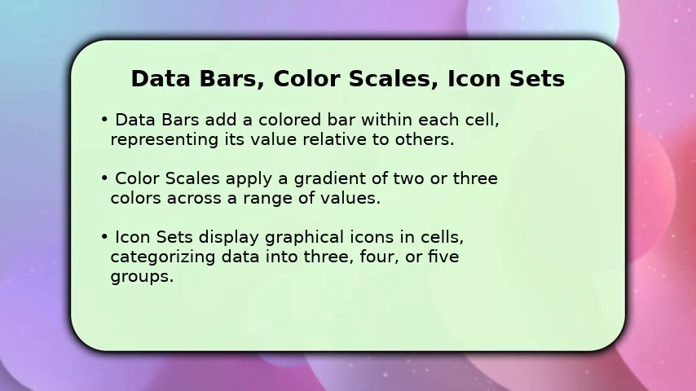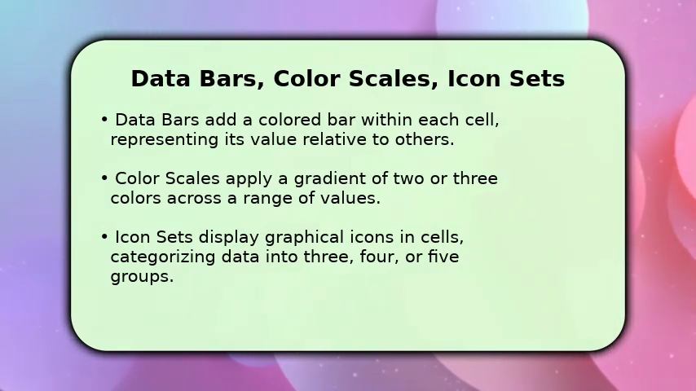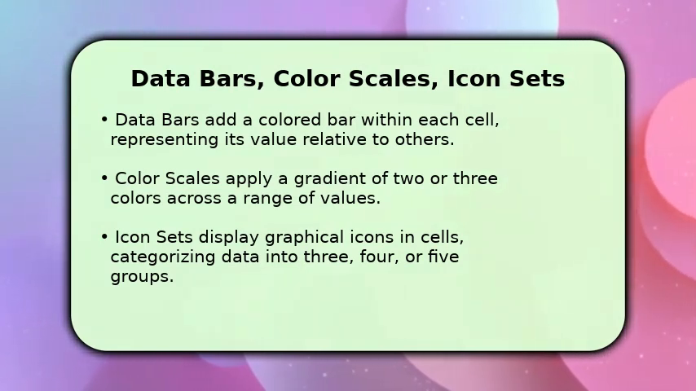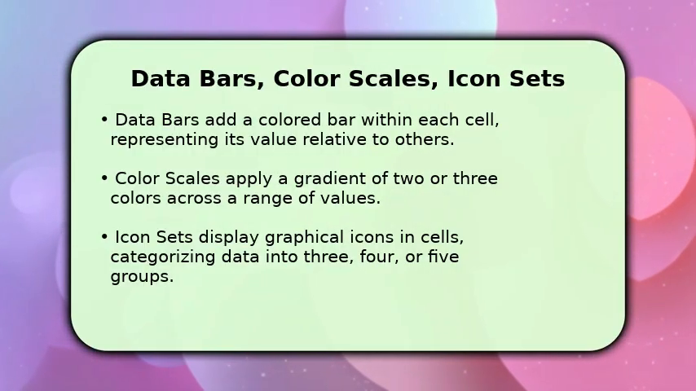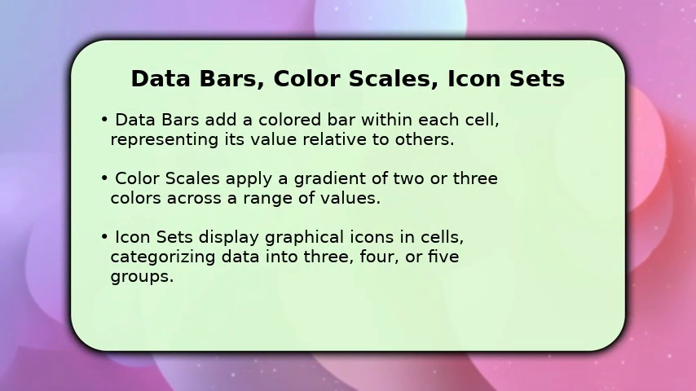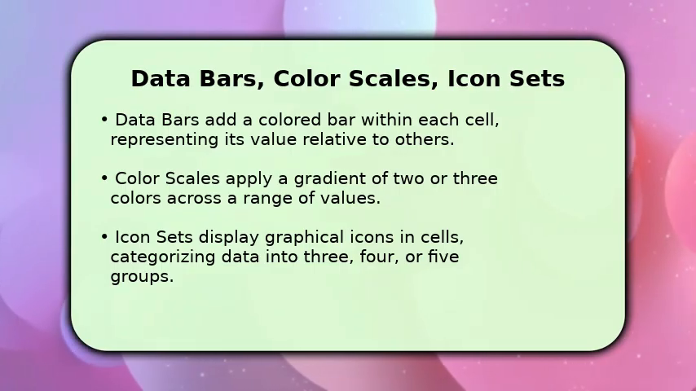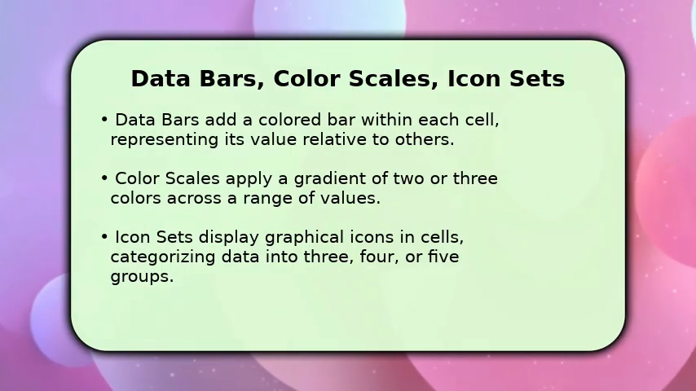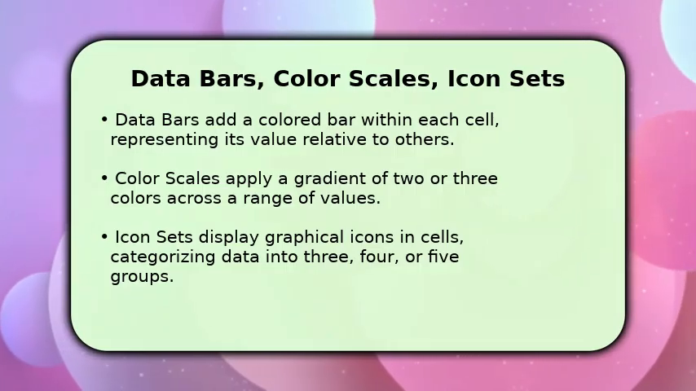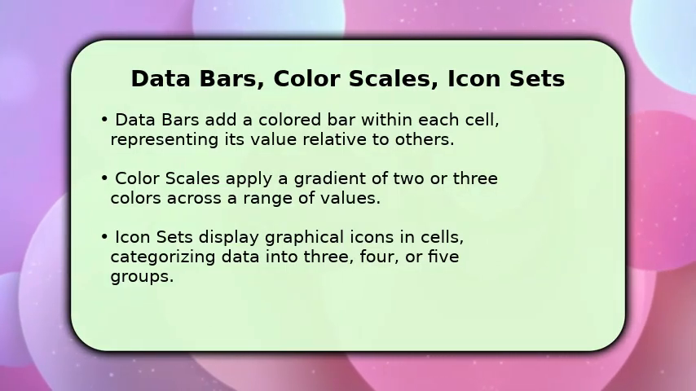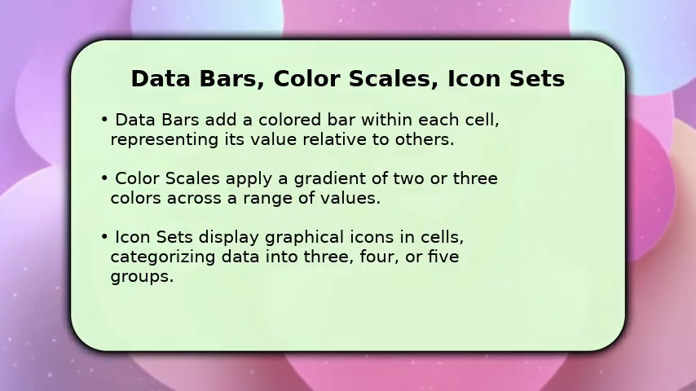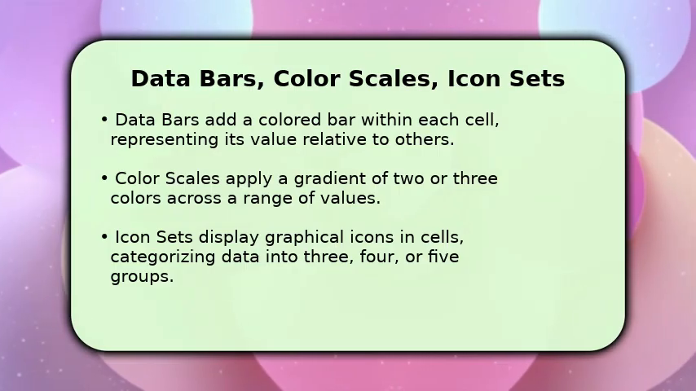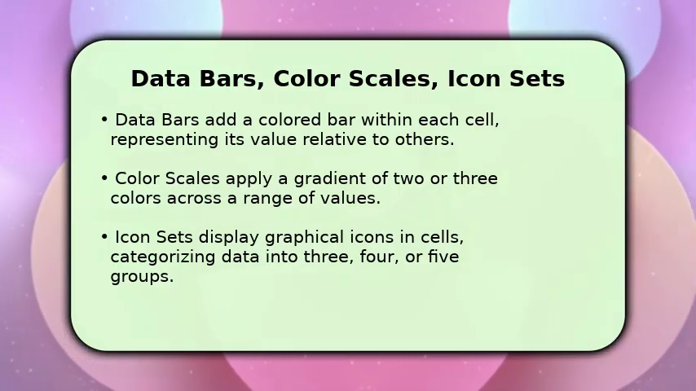Beyond simple highlights, conditional formatting offers powerful visual tools like data bars, color scales, and icon sets. Data bars provide a visual representation of cell values, similar to a mini chart within each cell. Color scales apply a gradient, for example, from red for low values to green for high values, offering a quick visual spectrum. Icon sets, such as arrows or traffic lights, categorize your data into distinct groups, making trends immediately apparent.